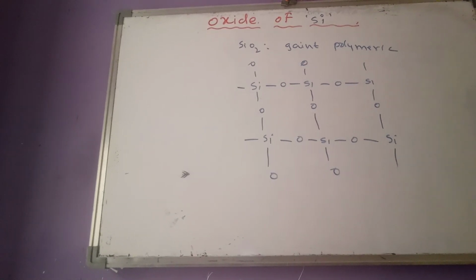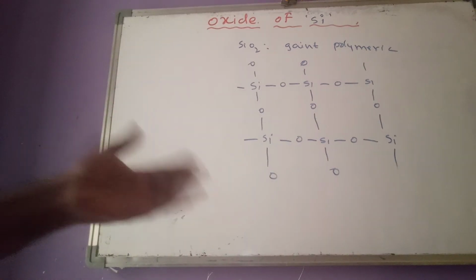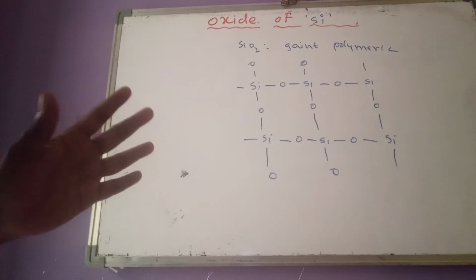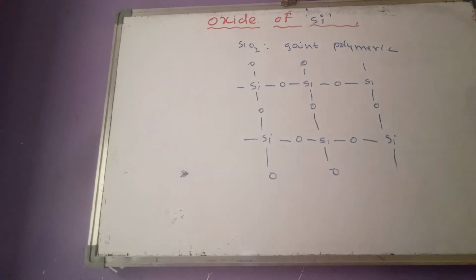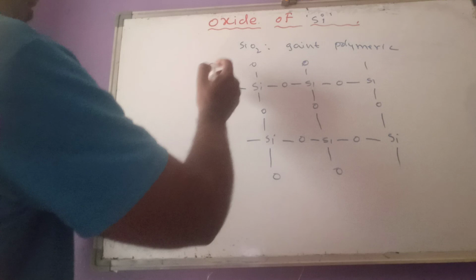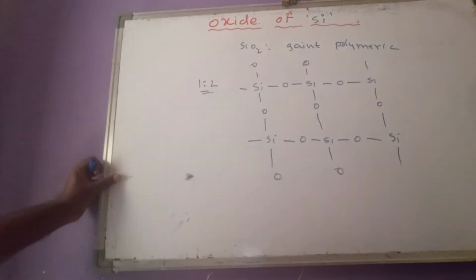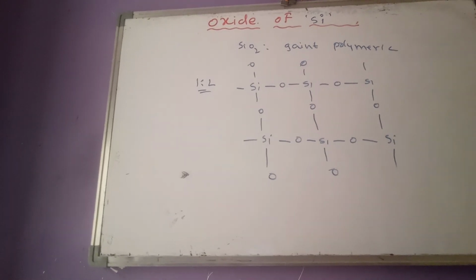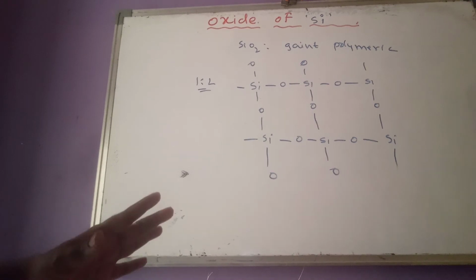Now one question we may get here: each silicon is surrounded by 4 oxygen atoms, so why is the formula not SiO4, why is it SiO2? The answer is that in this entire structure, the ratio of silicon and oxygen is 1:2. So that's why the formula is given as SiO2, not SiO4.